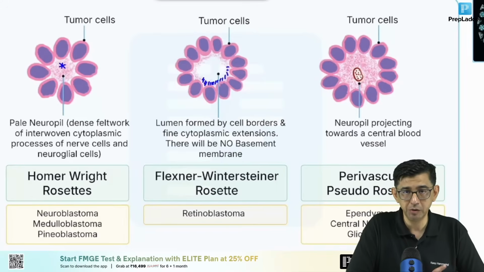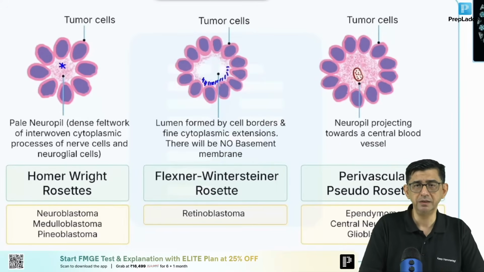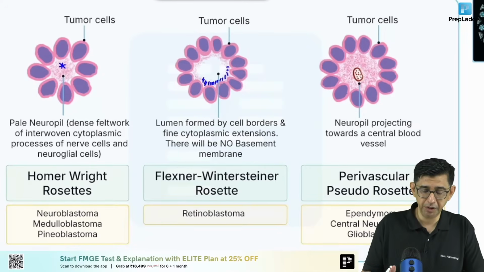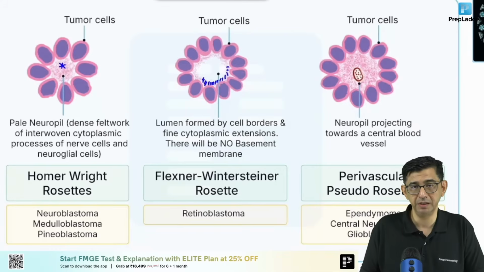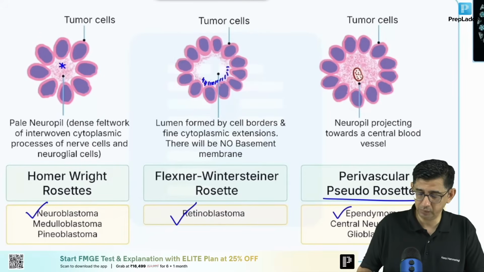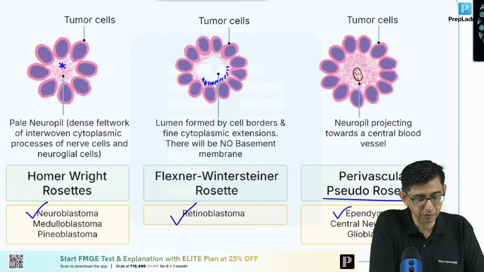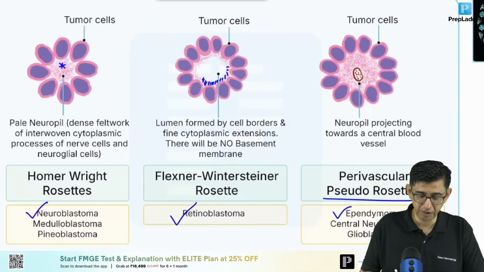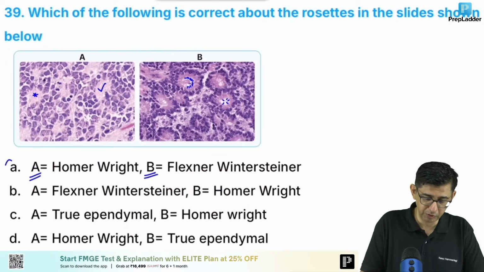they've given these histopathology images. I think this was last year that they put up a question in the winter session of the paper, where you had to differentiate between Homer-Wright versus Flexner-Wintersteiner. So if you see that pink material, Homer-Wright; if you see those projections, but some part of the lumen is visible, Flexner-Wintersteiner. If there's a blood vessel present, that is a perivascular pseudorosette. Ependymoma would be the specific answer. Neuroblastoma, retinoblastoma, and ependymoma would be the specific answers for these. So these are important questions, guys, because the differentiation of rosettes and pseudorosettes is to be remembered. The correct answer for this question is option number A.